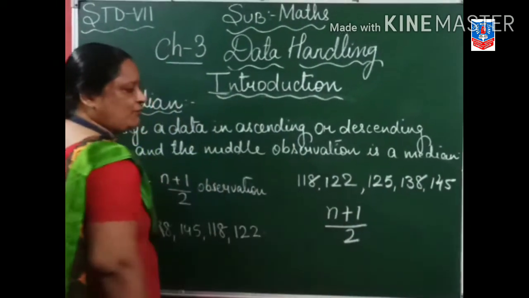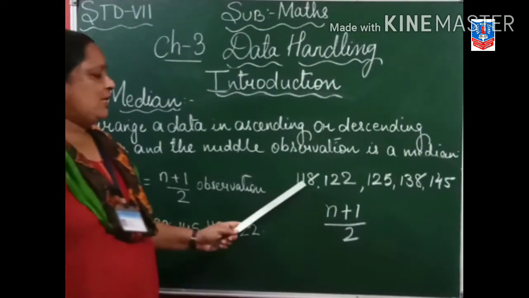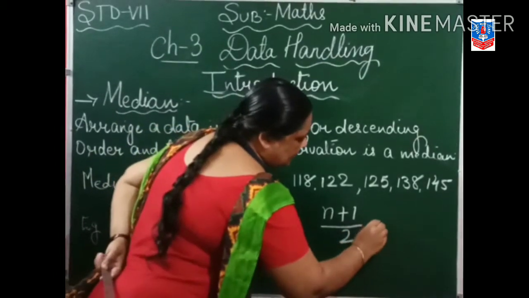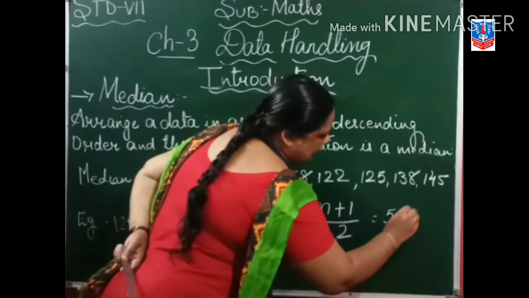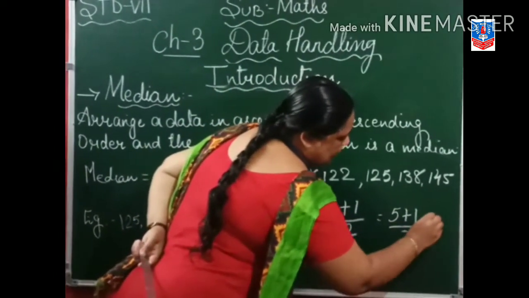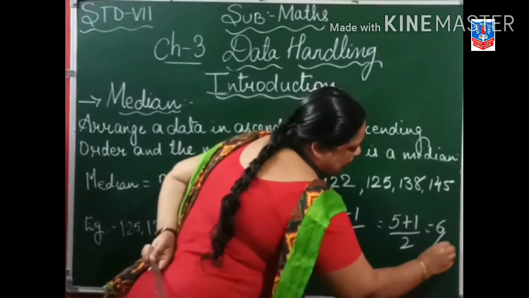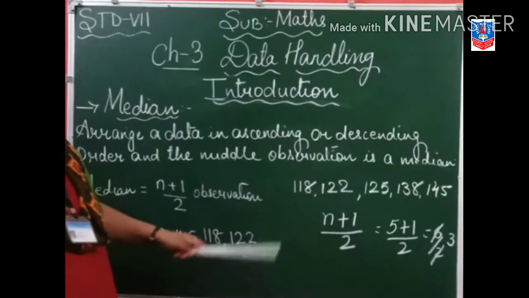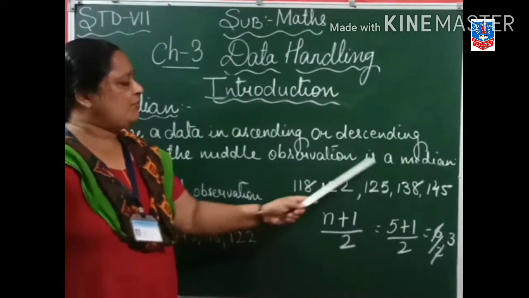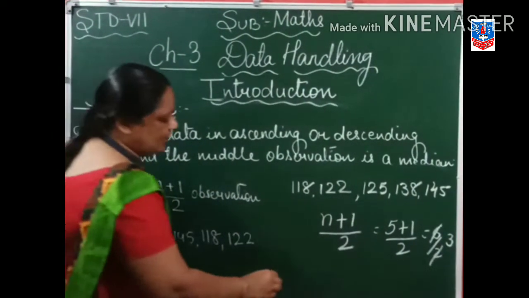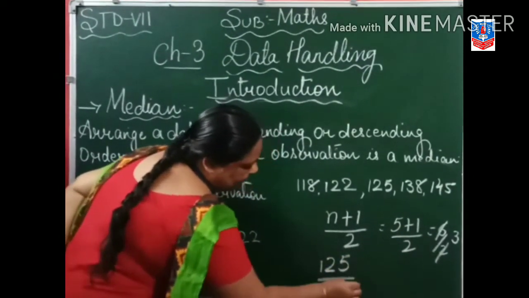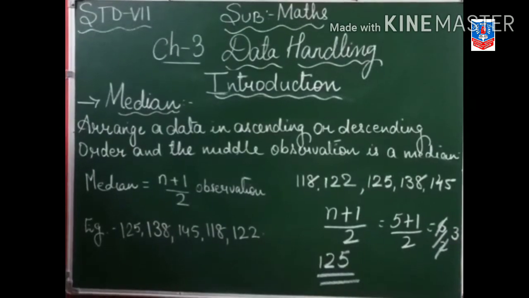N is the total number of observations. How many observations are here? 5. 5 plus 1 by 2 is equal to 6 by 2, the third observation. Which is the third observation here? This one, 125. So 125 is the median of these observations. Is it clear?